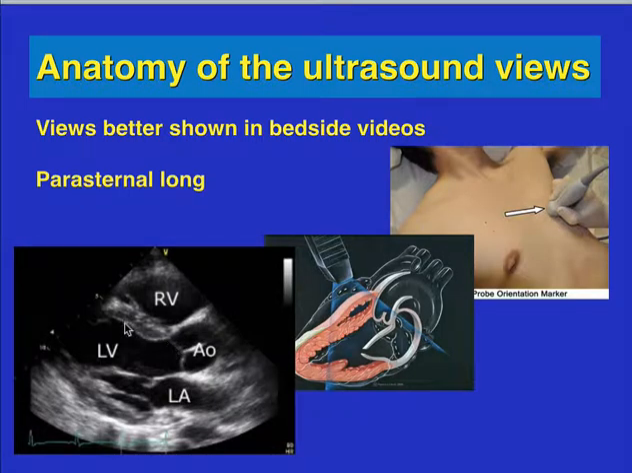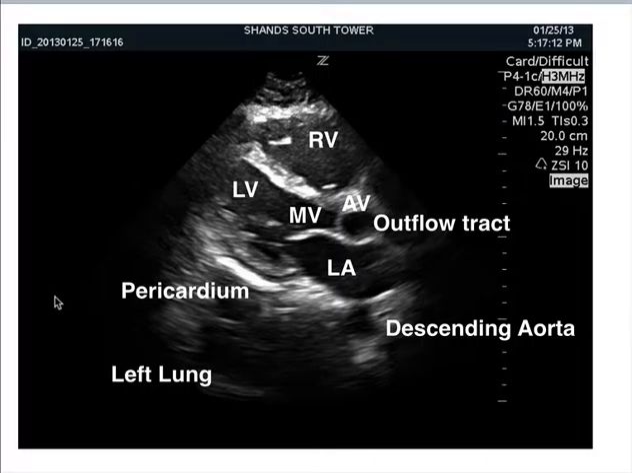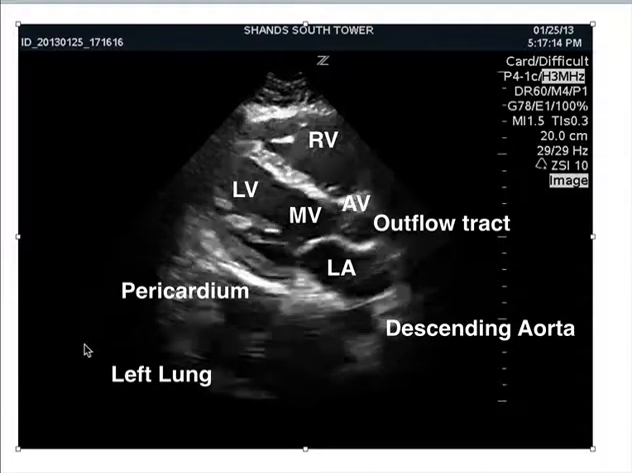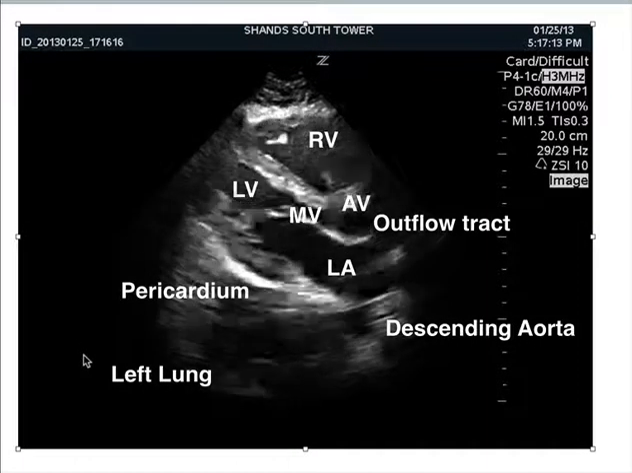It is very important that you get a good parasternal long view because all the rest of your views are based off of having a good parasternal long view. So if it takes a little bit extra time getting that view, it's worth your time. So here's a motion image of the parasternal long view.